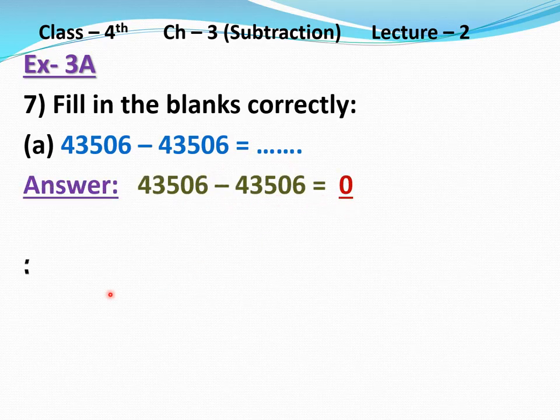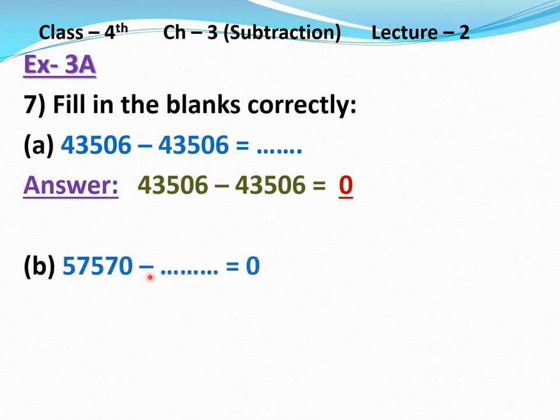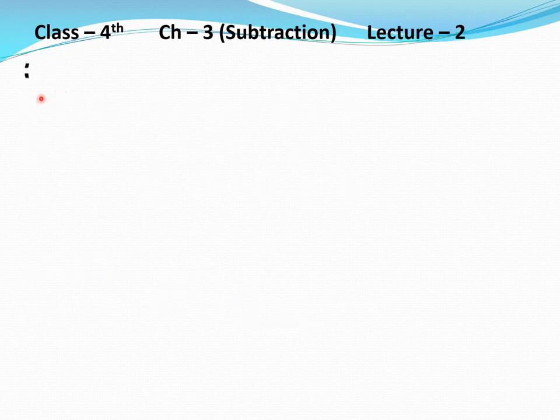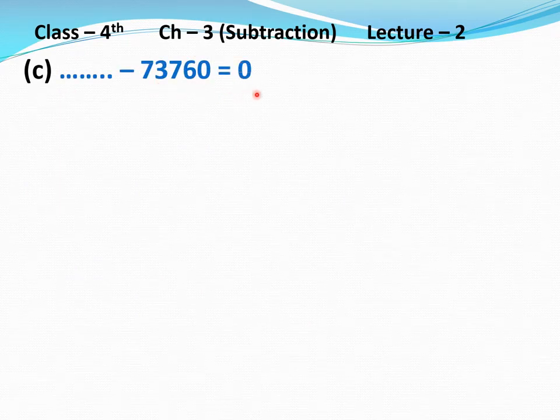Answer is 0. Now B part, 57,570 minus dash equal to 0. See, difference is 0. So we will write here that same number, that is 57,570. So write down answer. 57,570 minus 57,570 equal to 0. Answer is 57,570. Okay.